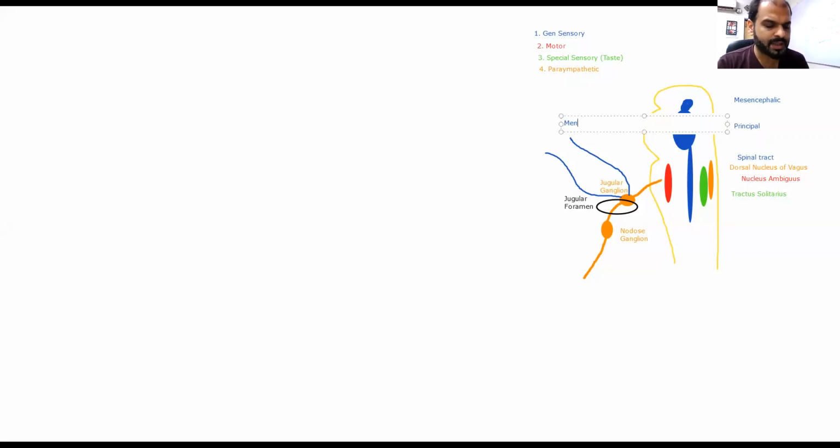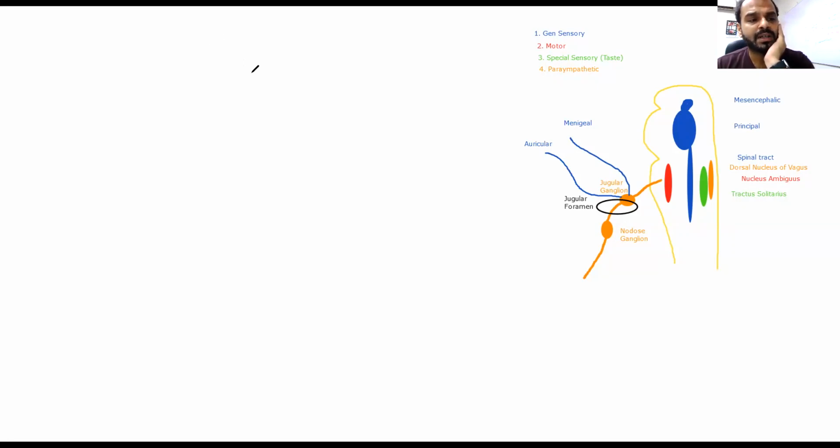And obviously it will be general sensory to the meninges. And this is the auricular. And where should it go? Auricular to the auricle, the external ear. So it is going to the external ear, and it is taking general sensations from the outside of the tympanic membrane, which we just discussed from the tympanic plexus. Got it?